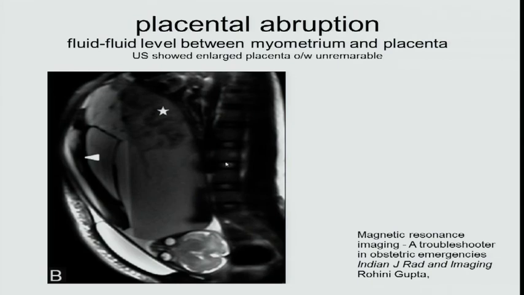Okay, so here's another one. Got it on ultrasound. All they saw was a great big placenta, but we see these fluid levels between the chorionic plate of the placenta. So the chorionic plate of the placenta is the portion of the placenta that adheres to the wall. So if you see something between the chorionic plate of the placenta and the myometrium, that's abnormal.